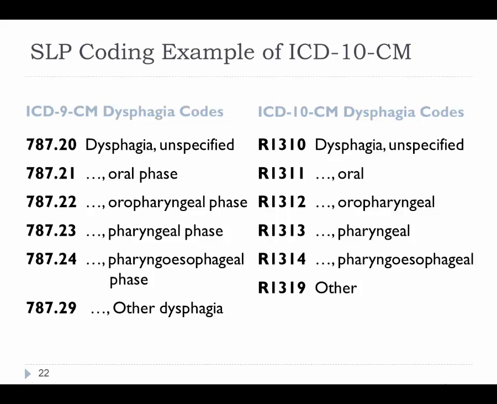Here is an example of speech-language pathology ICD coding differences in dysphagia. In this case, the descriptors are the same, but the codes themselves are quite different, with the ICD-10 CM having alphanumeric coding. Coding for oral phase dysphagia will go to R1311 from 787.21.